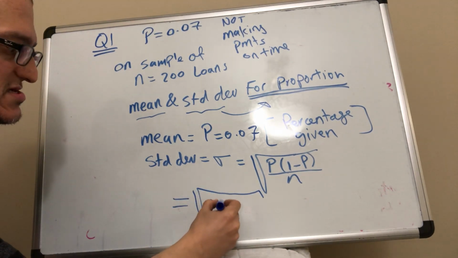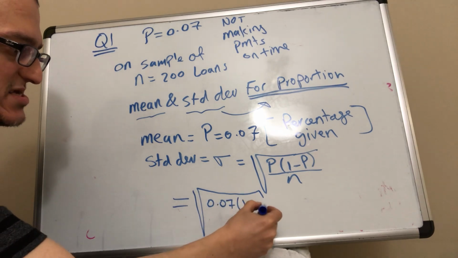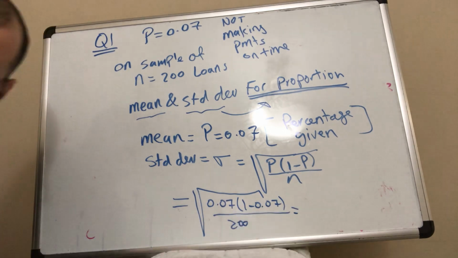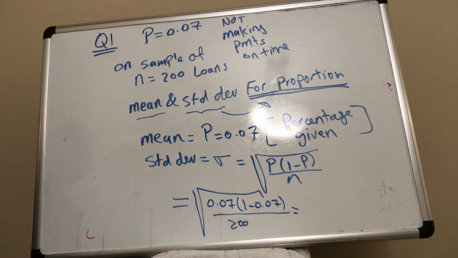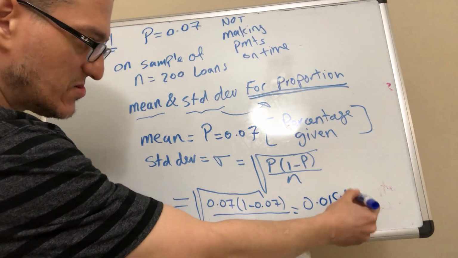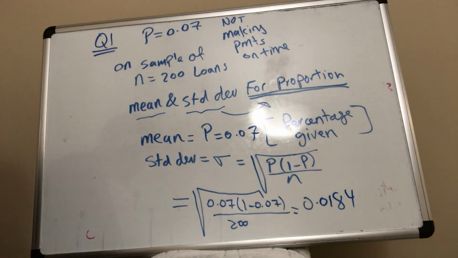So it's the 7%, 1 minus the 7%, divided by 200. So you take your calculator and you find the square root of 0.7 times 1 minus 0.7, divided by 200. That gives you 0.184. And then they say, what's the distribution?